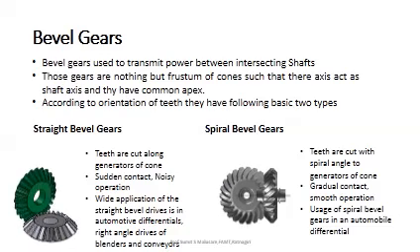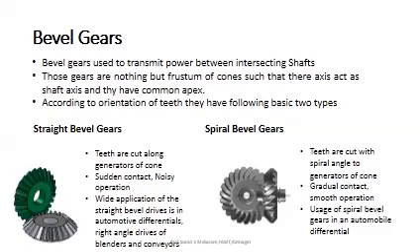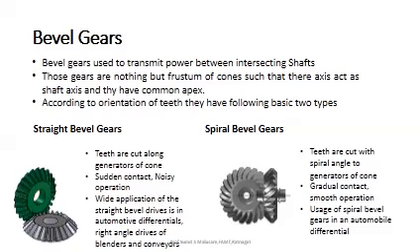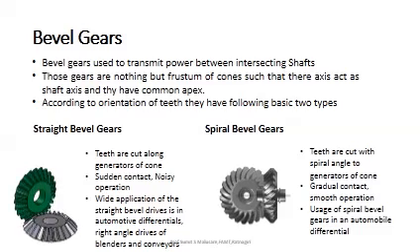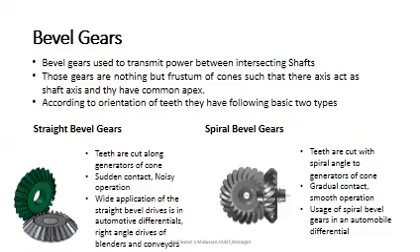Then the next one, bevel gears. Bevel gears are nothing but a frustum of a cone, and teeth are cut along the generators. If the teeth are cut along the generators, it is called a straight bevel gear, and if teeth are cut at a certain angle with the generators, it's called a spiral bevel gear. Those gears are frustums of cones such that the axes cut each other, act as the shaft axes, and they have a common apex. According to orientation, teeth have the following two basic types. We have already discussed it.